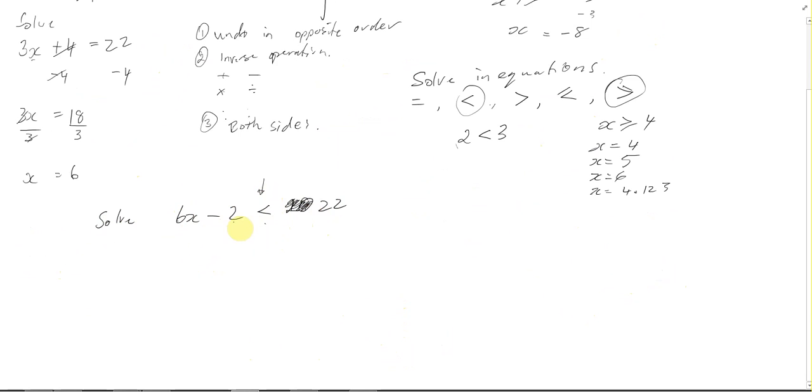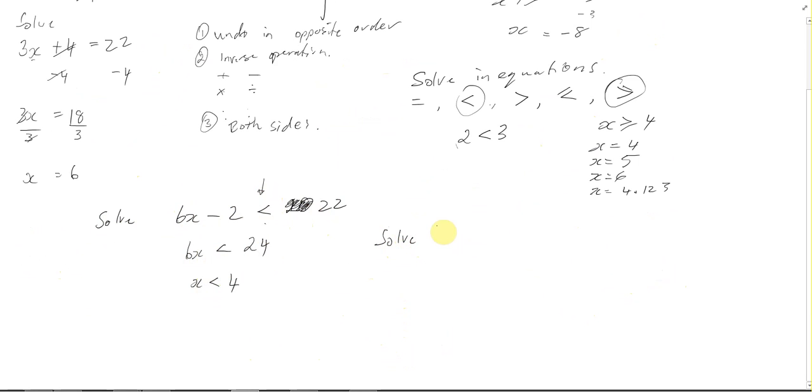First we'll get rid of this minus 2 bit, so it's just 6x is less than, we add 2, so that's 24, and then we divide by 6, so x is less than 4. And we're done. That was pretty easy. That one worked exactly like a normal equation. Let's try one that's a little bit more complicated.